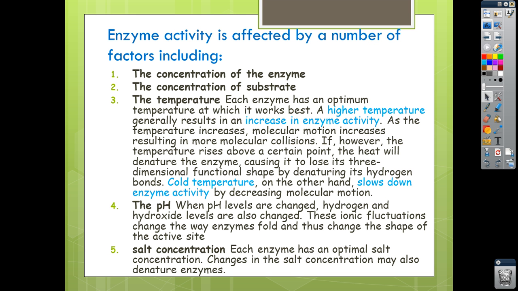So what are some of the things that can affect the work of an enzyme? There are 5 things that can affect the work of an enzyme, and they're listed here. Number 1, the concentration of the enzyme itself. Secondly, the concentration of the substrate itself has an effect on the work that the enzyme will do. Also, more importantly, temperature. Enzymes work slower in colder temperatures, and they work faster in higher temperatures.